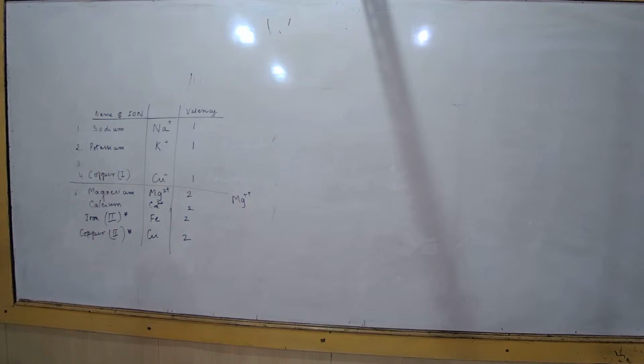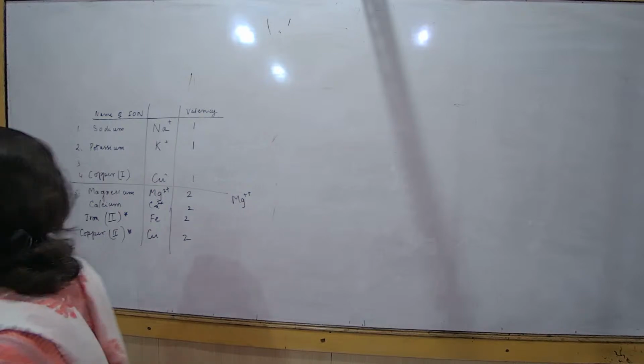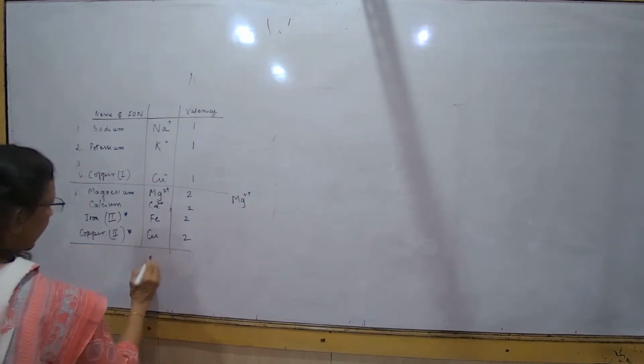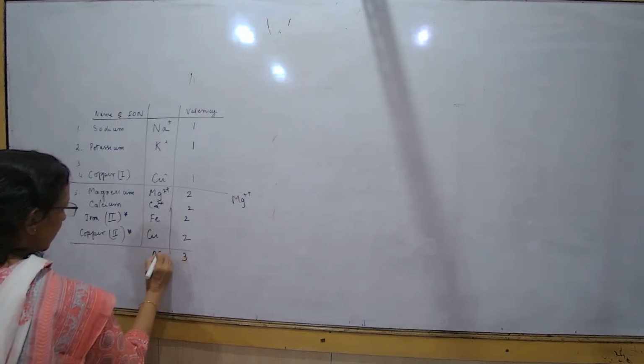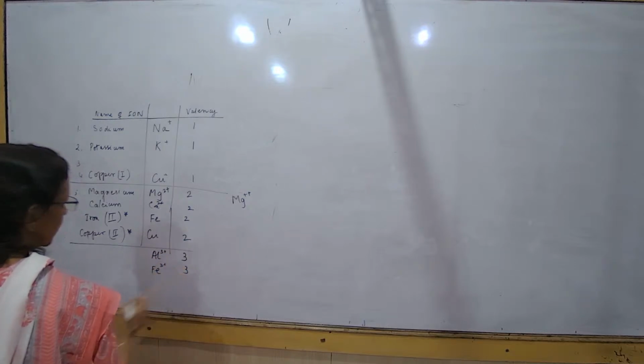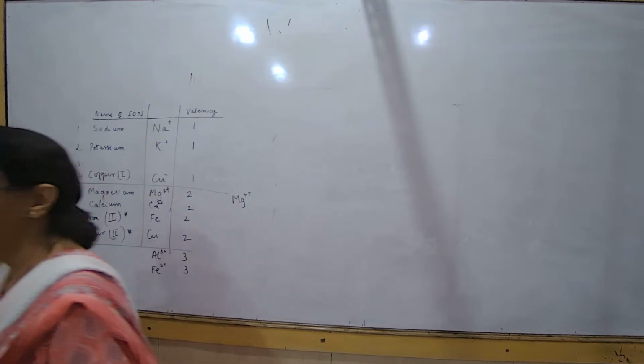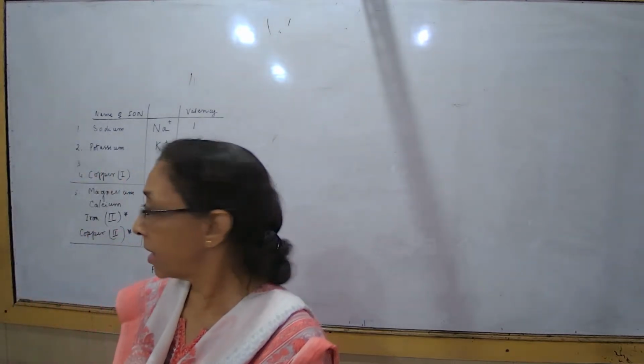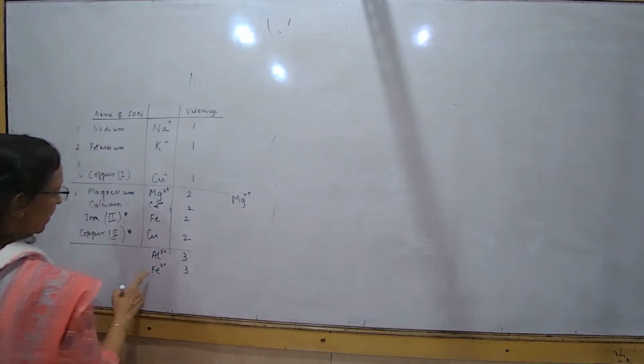Aluminium. Did you see, when you go to the next column, non-metallic element? Aluminium we have to write. Aluminium and iron both. After drawing a line, write aluminium, which is 3 plus, and also write iron, which is 3 plus. Valency will be 3. Okay, iron, put a star for this.